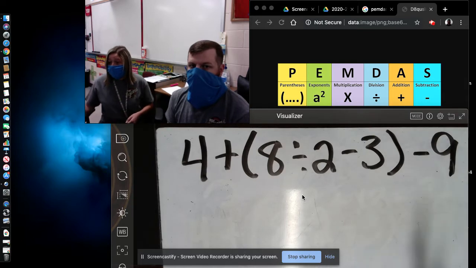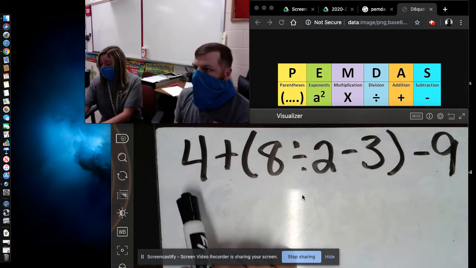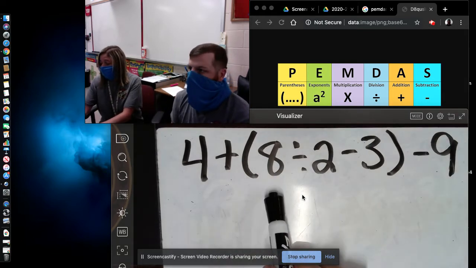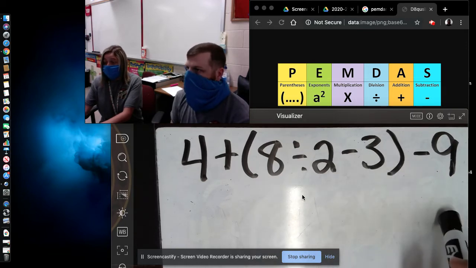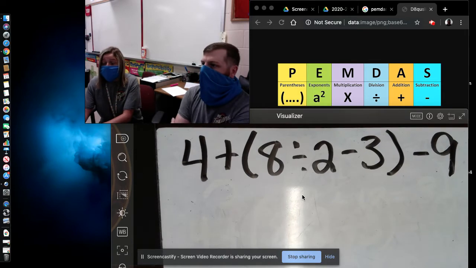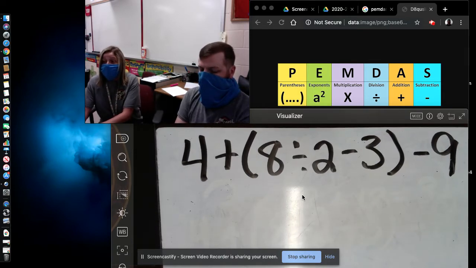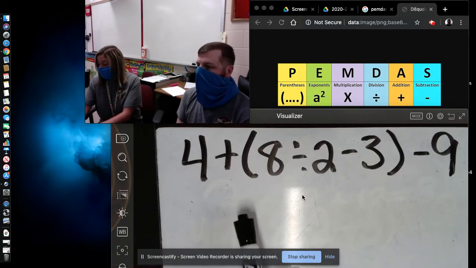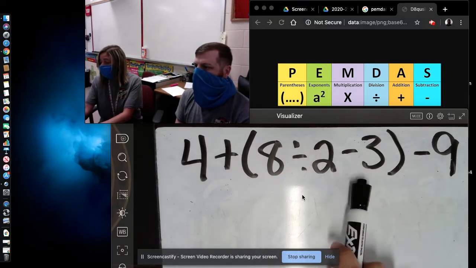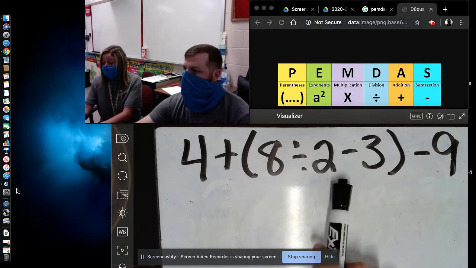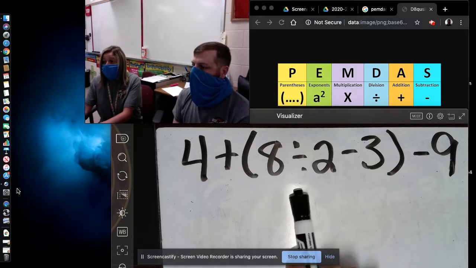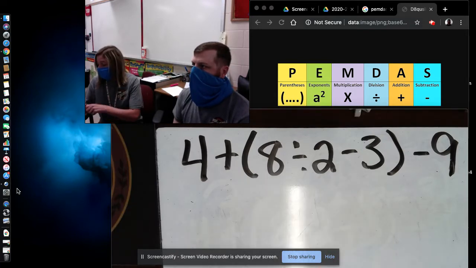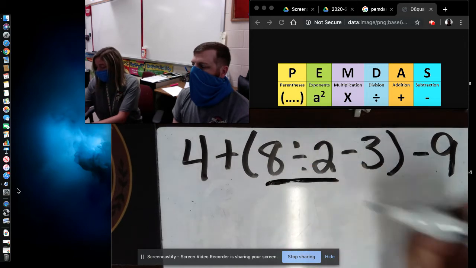And I'm going to start off with this example right here, where we have 4 plus parentheses 8 divided by 2 minus 3 in parentheses minus 9. Now, according to our order of operations, the first thing I do is parentheses, whatever's inside my parentheses. Looking in there, I have 2 operations. I have division and subtraction. Which one of those comes first? Division does. So I need to do this as my first step.